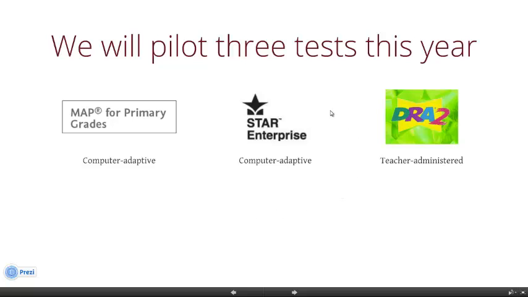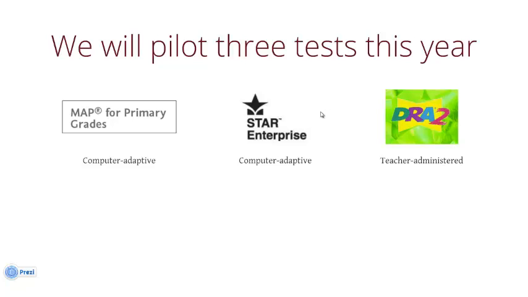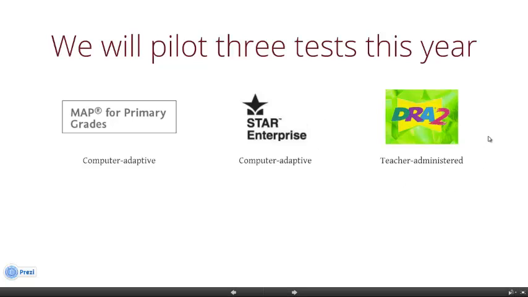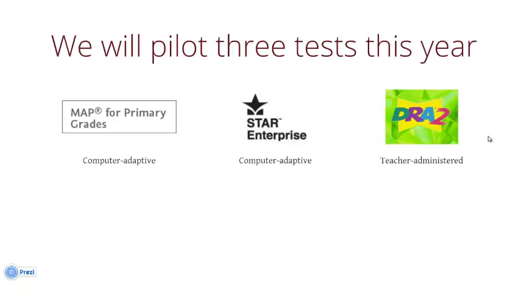The second is STAR Enterprise. This is made by the same folks who make Accelerated Reader. And again, this is also adaptive. It's a little bit shorter than MAP, and the items are more like a regular bubble test, but it's quicker to give. And the last test that we're going to pilot is, again, DRA. As I mentioned, it is back on the table.